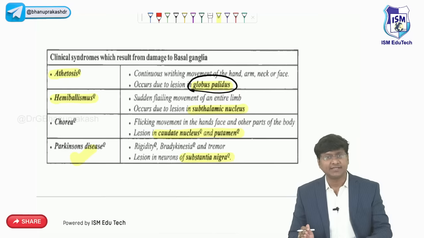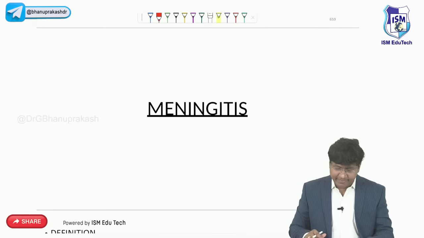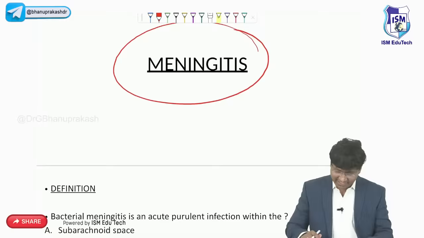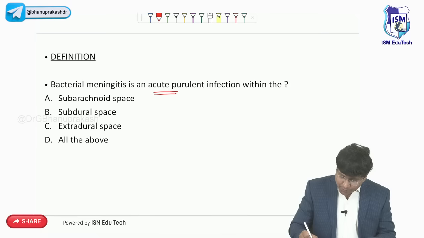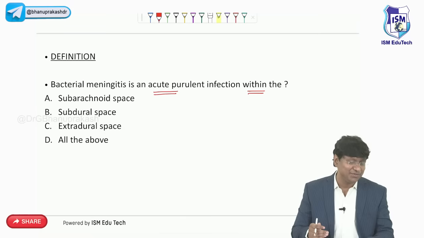Okay, right. So that was the discussion related to Parkinsonism and basal ganglia disorders. And the next important discussion is on the topic of meningitis. Okay, so please answer this question. Bacterial meningitis is an acute purulent infection within the subarachnoid space, subdural space, extradural space, or all of the above. All of the above.